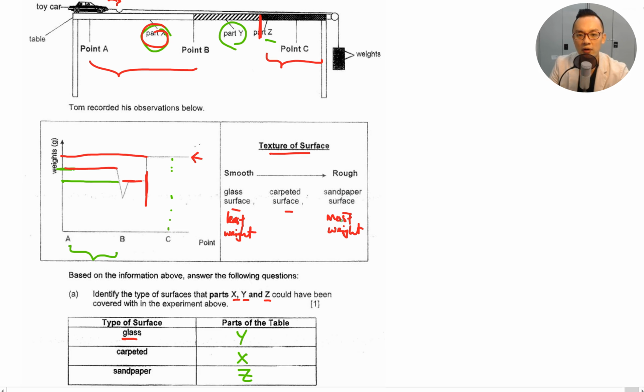So for this question, be very careful with all the parts, all the points, and looking at the glass and carpeted and smooth and rough. There's a lot of information here for you to go through and think about. The important thing is to write out all the surfaces and all the parts. Find the least weight, and find the most weight. Write down your analysis of all the information that's given. That will make it easier for you to solve this question.